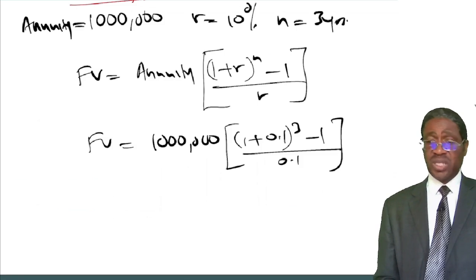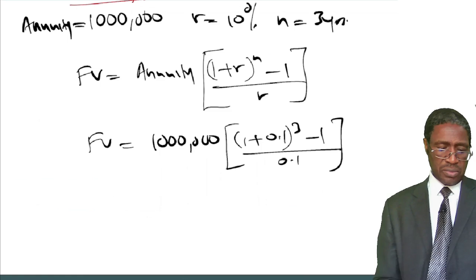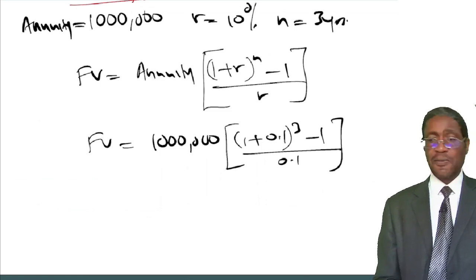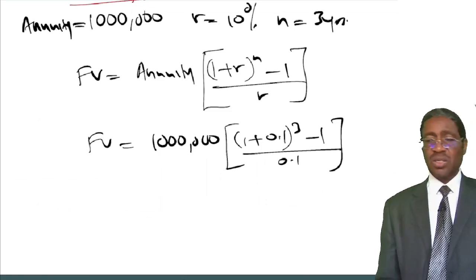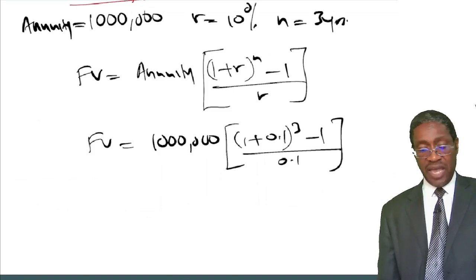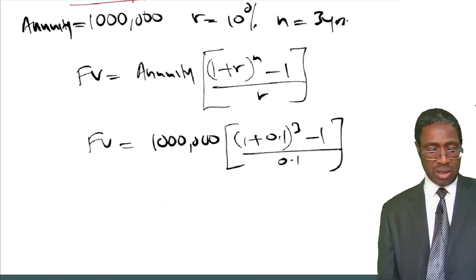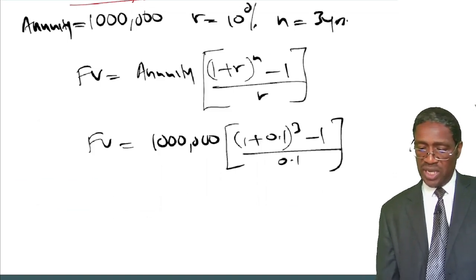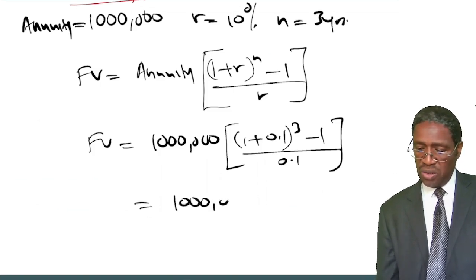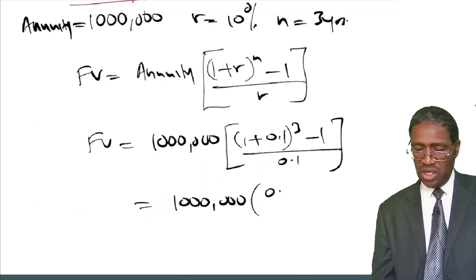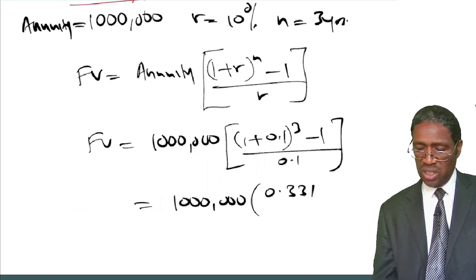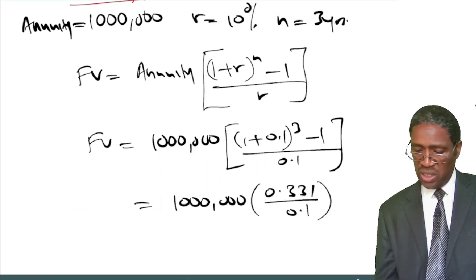I can start with 1 plus 0.1, that is 1.1. 1.1 to the power of 3. Whatever I get, I minus 1. So this looks like, if I may put it in simple terms, 1 million into, the numerator there will be 0.331. I now divide that by 0.1.